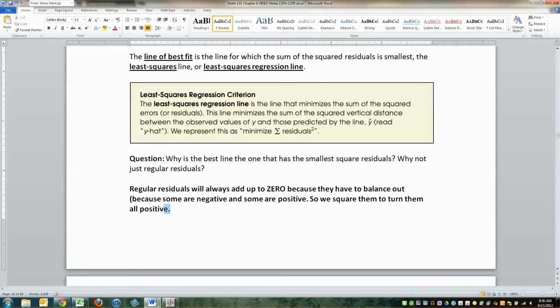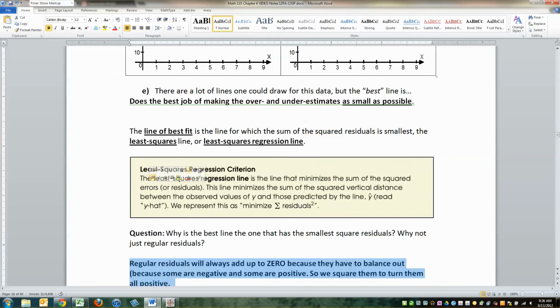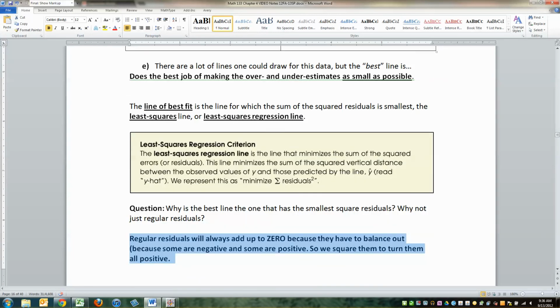Okay, so regular residuals will always add up to 0 because they're going to have your positives and your negatives. So we square them to turn them all positive, and that's what we minimize. So the computer minimizes the square of the residuals because just like when we did standard deviation, remember we found the deviations and we squared them to turn them positive. That way the pluses and the minuses wouldn't cancel each other. The same thing's true here. So we square the residuals to turn them positive. Well, we don't do it. The computer does it in the background. But it squares all the residuals to turn them positive, and then it minimizes them. So that way your line is the line that has the best fit.